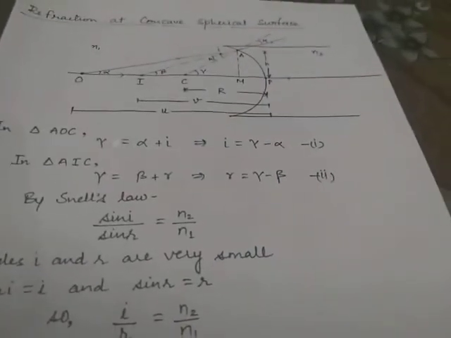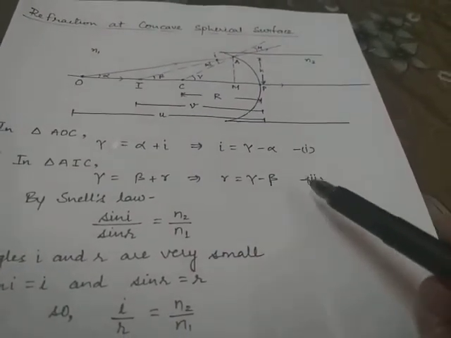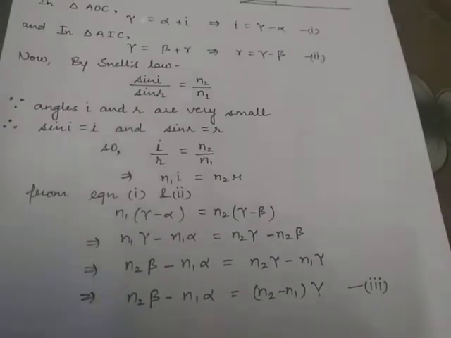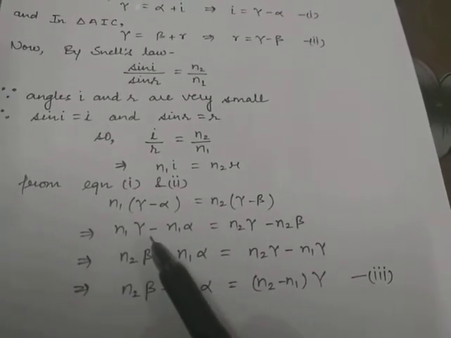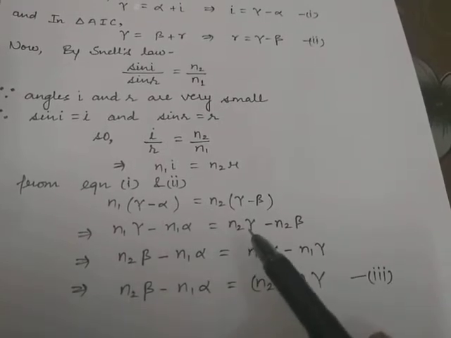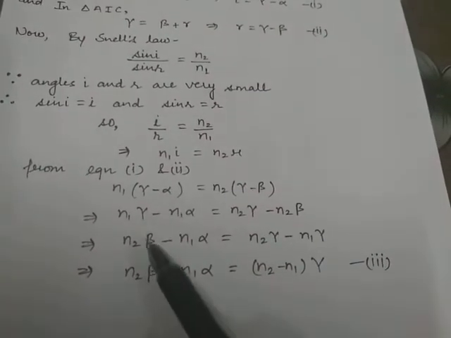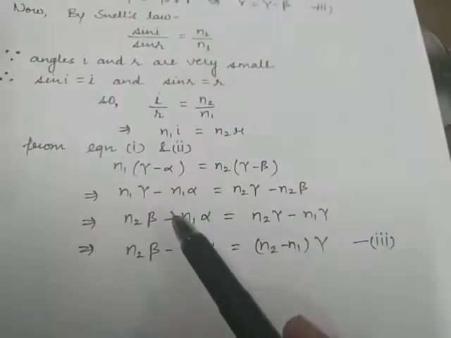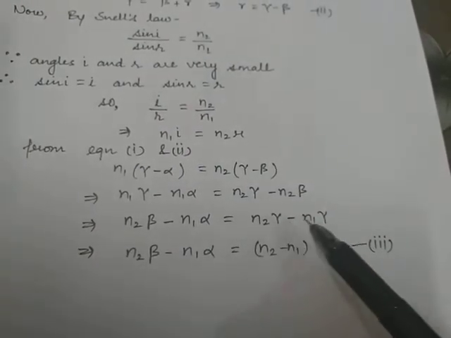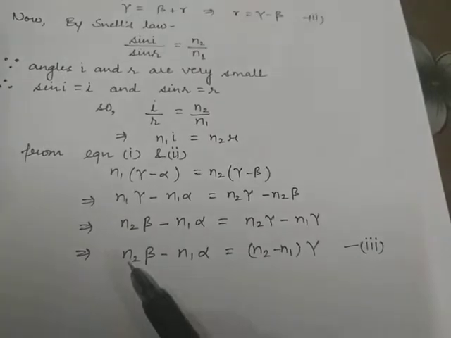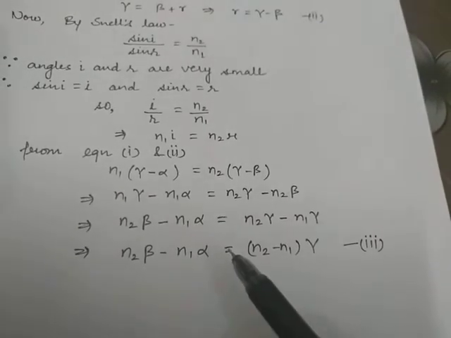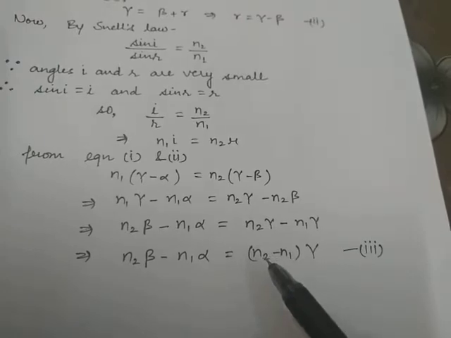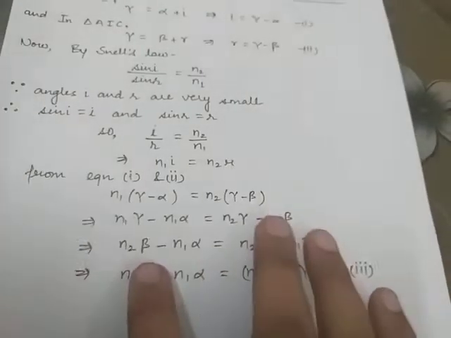Now we have the values of i and r from equations first and second. On placing these values, n1 (gamma minus alpha) is equal to n2 (gamma minus beta). On opening the brackets, n1 gamma minus n1 alpha is equal to n2 gamma minus n2 beta. Taking this term to this side, n2 beta minus n1 alpha is equal to n2 gamma minus n1 gamma. In the next line, taking gamma as common, n2 beta minus n1 alpha is equal to (n2 minus n1) gamma. Let it be equation number 3.